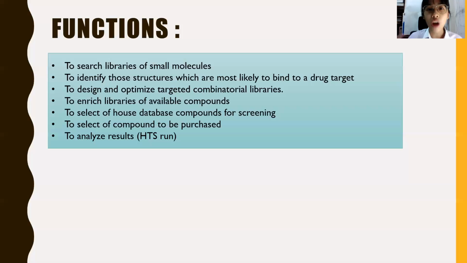The functions of VS basically are to decide which compounds to screen and which libraries to synthesize to enrich the library of available compounds. It is used to decide which compounds to be purchased from alternate companies, and it is also used to analyze the results of experiments such as HTS runs.